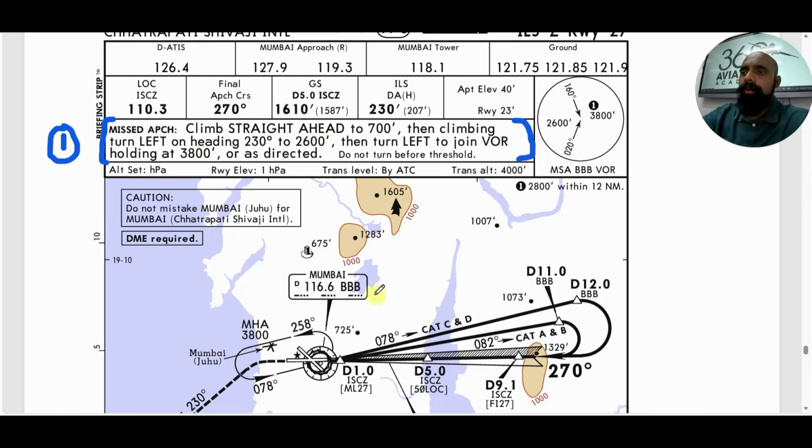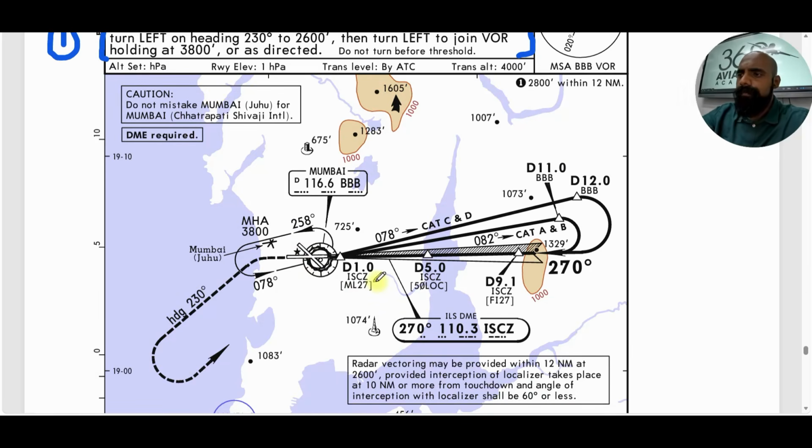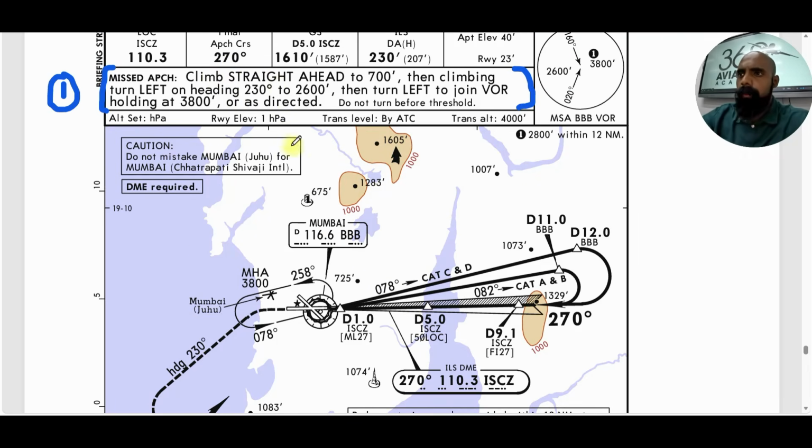And to make it easier for you, over here, remember I told you that this is called your plan view, and over here they give you a graphical representation, so that it's easier for you to plan the approach and easier for you to understand it, right? So over here you can see the same information is portrayed to you. It says climb straight ahead to 700 feet. So you can see these dotted lines.